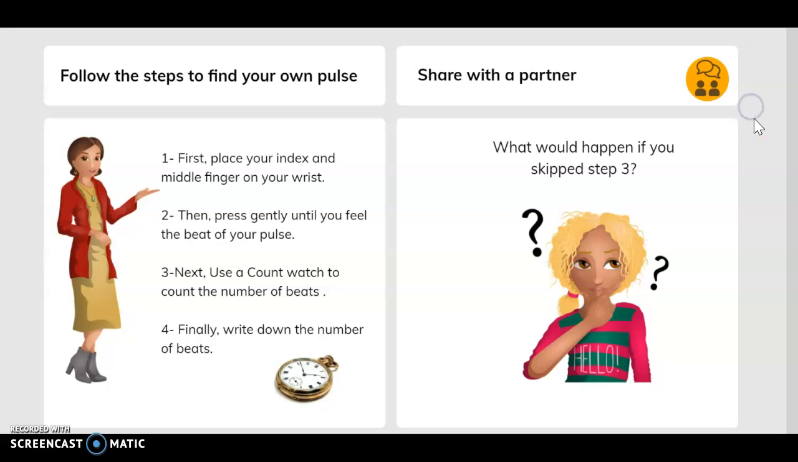Share with a partner. What would happen if you skip step 3? Step 3 says, next, you use a count watch to count the number of beats. So if we only had step 1, 2, and 4, it would not work out because we skipped step 3.